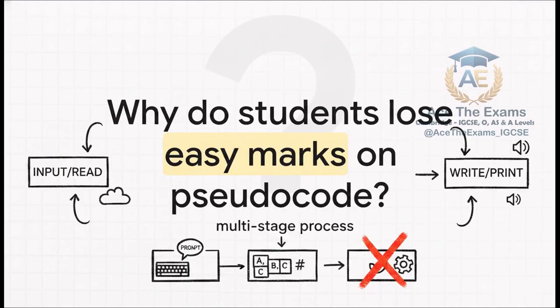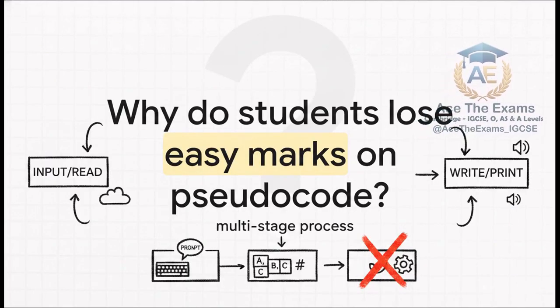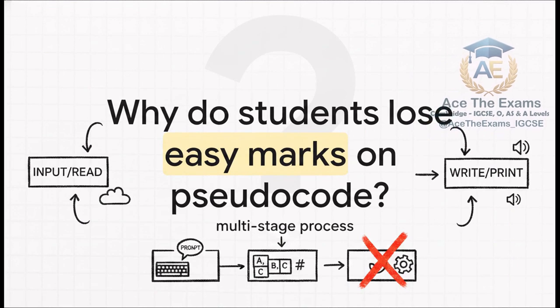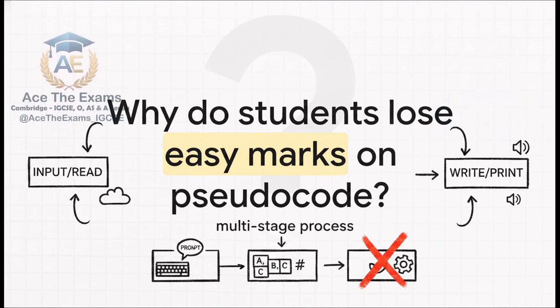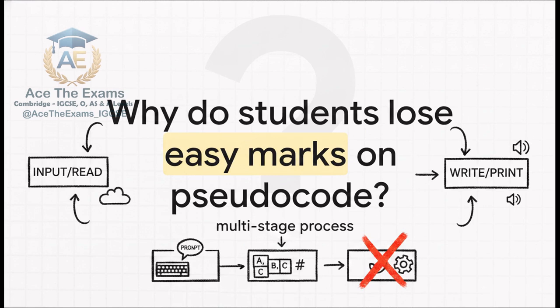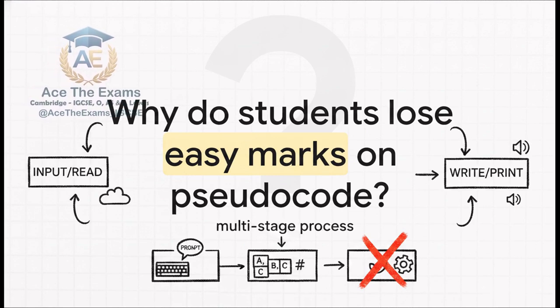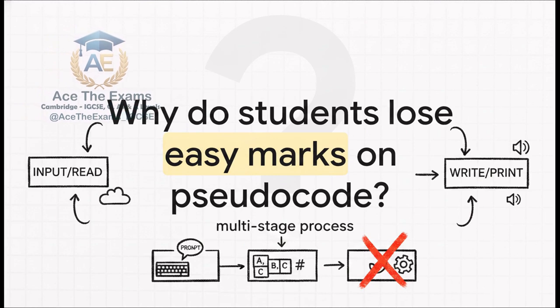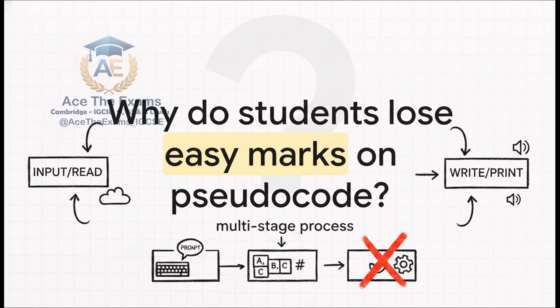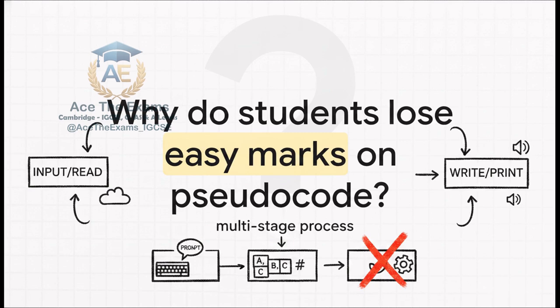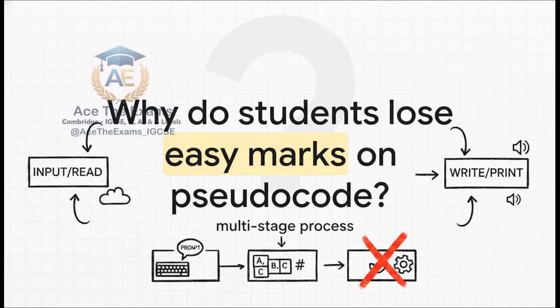So the big question, the absolutely crucial point we need to address is this. Why do genuinely smart, well-prepared students lose easy marks on something as seemingly straightforward as 4.1, writing algorithms using pseudocode? I mean, the commands input, read, write, and print, they're the lifeblood of any algorithm, right? They're literally how data enters the system and how information leaves it. Yet, when we look at examiner reports, they consistently show a massive drop-off in marks right here.